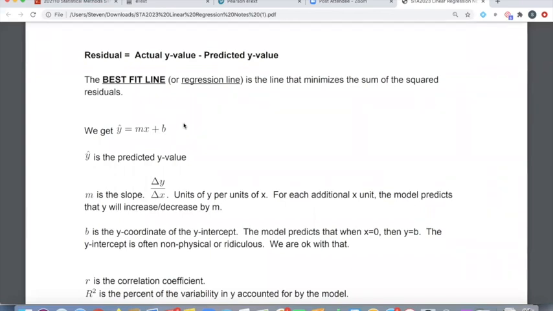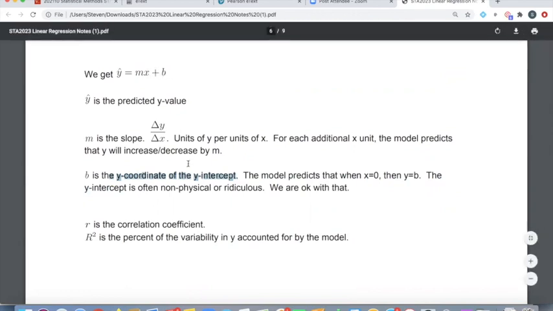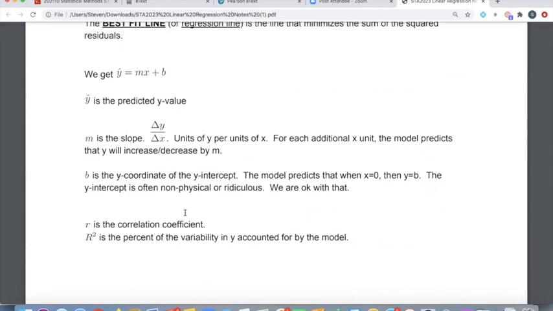B is not the y-intercept. B is the y-coordinate of the y-intercept. That's an important distinction. Intercepts are points, not numbers. B is just a number. I'm not writing out a point there. So I asked that on purpose. I don't even know who answered that, but somebody always says that. I wanted somebody to say B is the y-intercept, just so I could say, no, it's not.